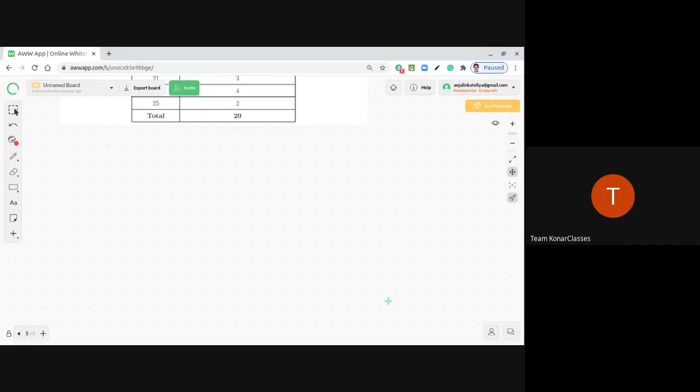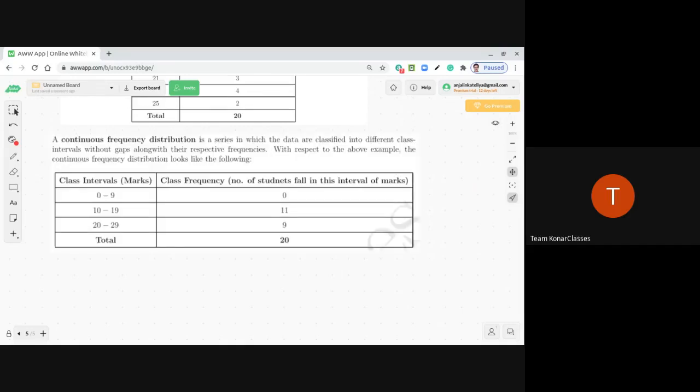So I repeat once more, dear students, a continuous frequency distribution is a series in which the data are classified into different class intervals without gaps. I'll come to that one, along with their respective frequencies. That means what? The class interval 0 to 9 means from 0 marks to 9 marks, how many students got? No students. All students are above 9. 10 to 19, how many students? 11 students. 20 to 29, how many students? 9 students. So this is a continuous.